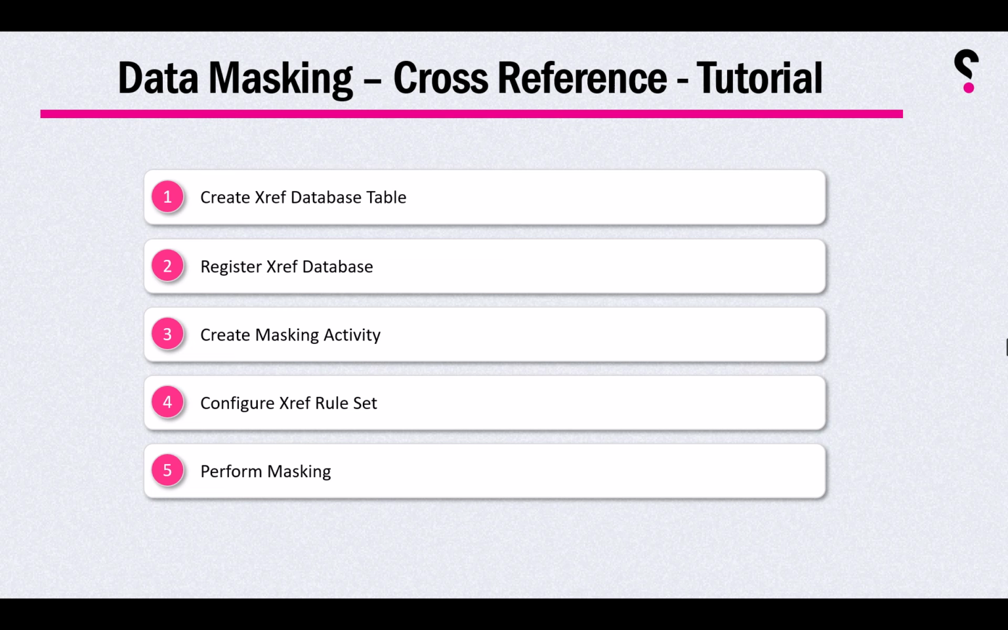Now, in this tutorial, we're going to go through a few steps. Firstly, we're going to create our cross-referencing database table. We're then going to register our cross-reference database. We're going to create a masking activity. We're going to configure our cross-reference rule set, and we're going to perform masking. And we're going to show you what that looks like.